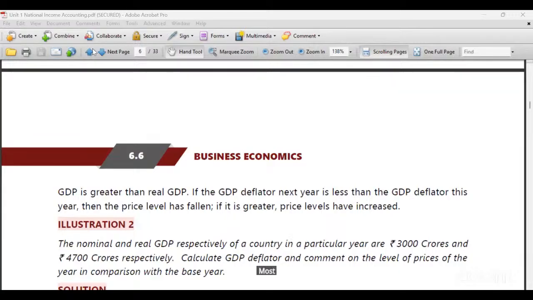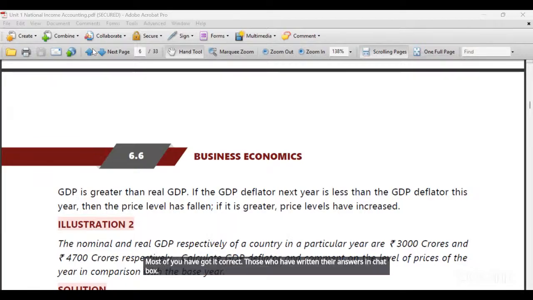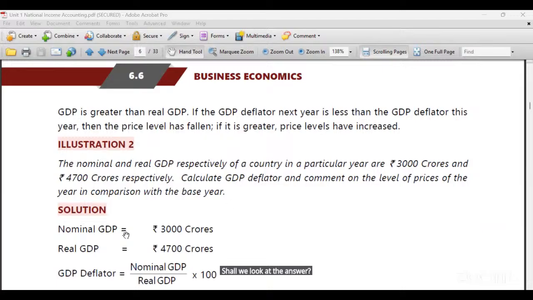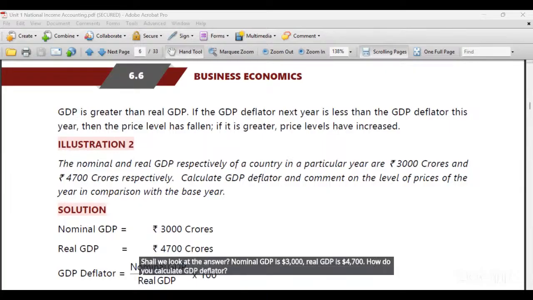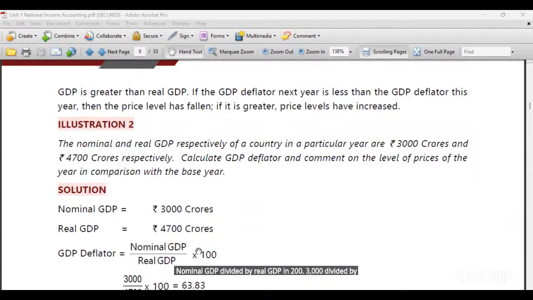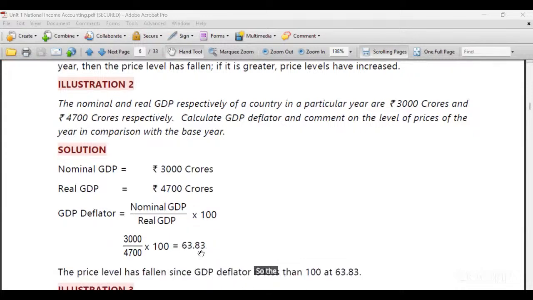Most of you have got it correct, those who have written their answers in the chat box. Shall we look at the answer? Nominal GDP is 3,000. Real GDP is 4,700. How do you calculate GDP deflator? Nominal GDP divided by real GDP into 100. 3,000 divided by 4,700 into 100. So the answer is 63.83.